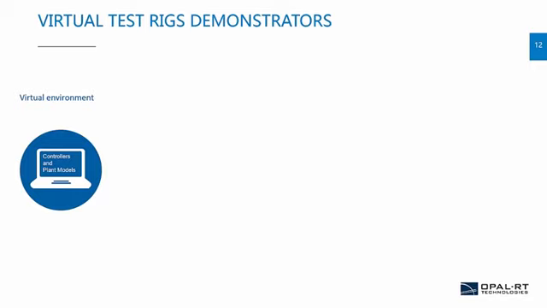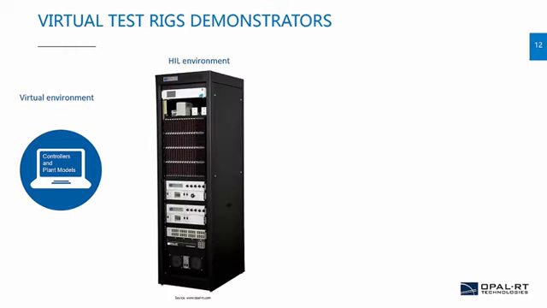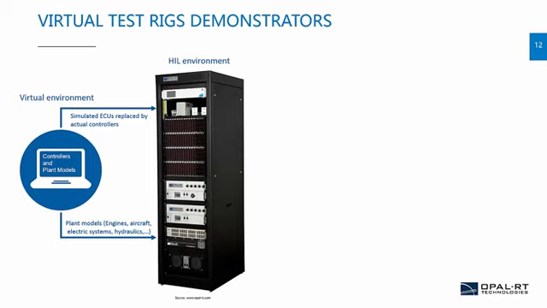So the idea here is to basically go to virtual test rigs in order to ensure TRL6, where we would have all the plant models and controllers at the first step in a complete virtual environment. And then the second step would be to take the plant models, such as the models of the engines, the aircraft, electric systems, etc., and execute them on a simulation target, whereas the controller models can be replaced by the actual controllers.